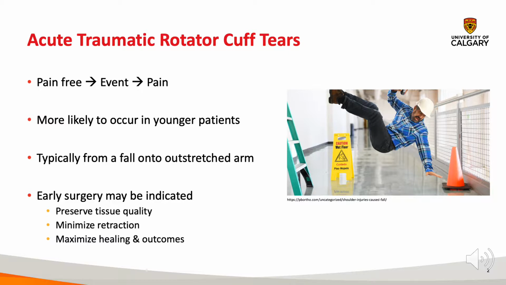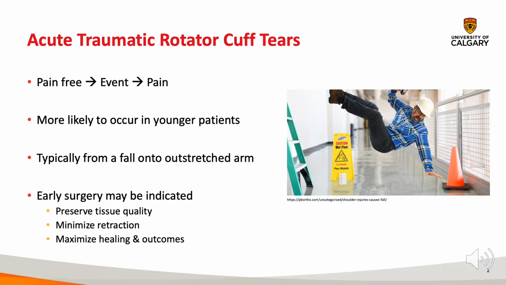The acute tear is defined as a tear that occurs in a previously healthy cuff. In general, this would present as a patient with a previously pain-free shoulder who sustained a traumatic event, which is followed by painful symptoms. It is difficult to distinguish between a true acute tear versus an acute extension of a chronic tear versus an acute symptomatic episode in the setting of a chronic tear.